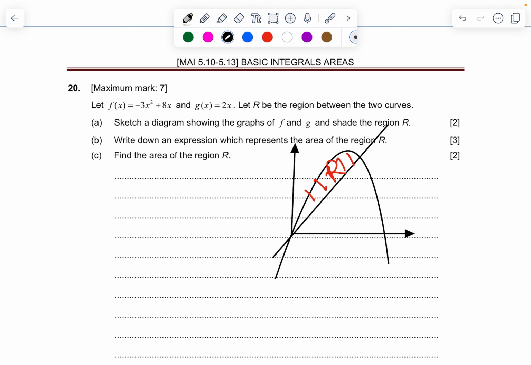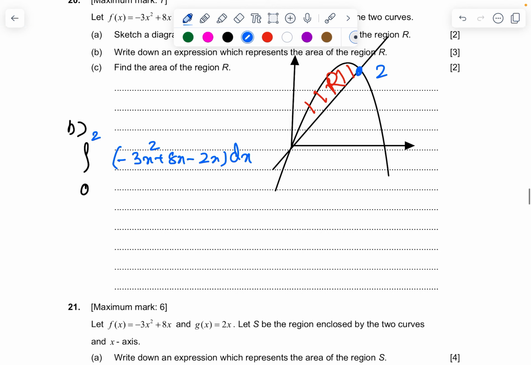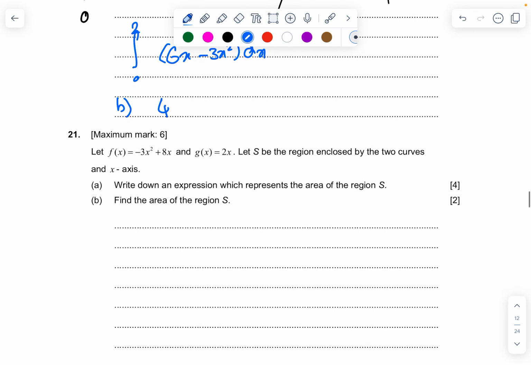Write down an equation for the expression. So it becomes from 0 to this point of intersection. What is this point of intersection from the graphing calculator? This point of intersection is 2. X equals 2. So from 0 to 2, negative 3x squared plus 8x minus 2x dx. This is the equation. So it will be integral 0 to 2, 6x minus 3x squared dx. Use the calculator for part B. You should be getting the answer as 4.